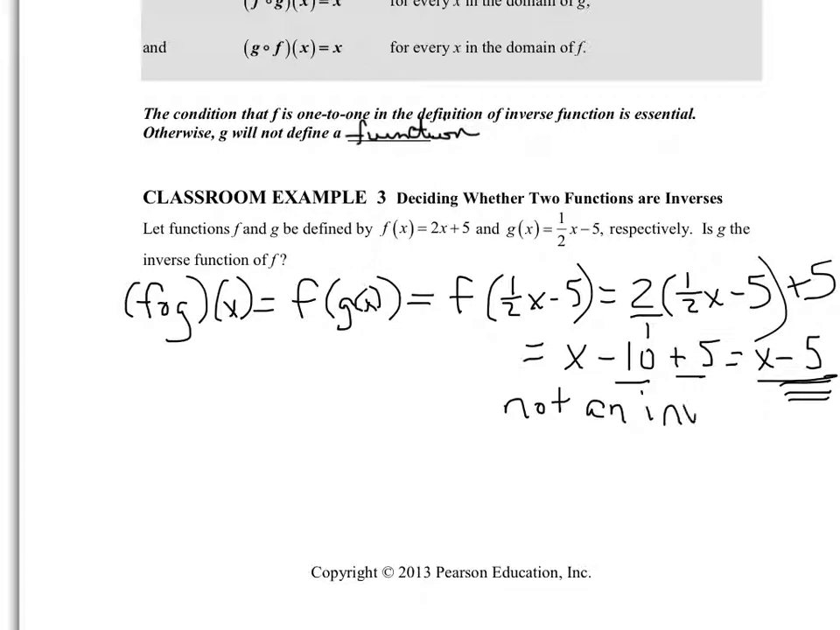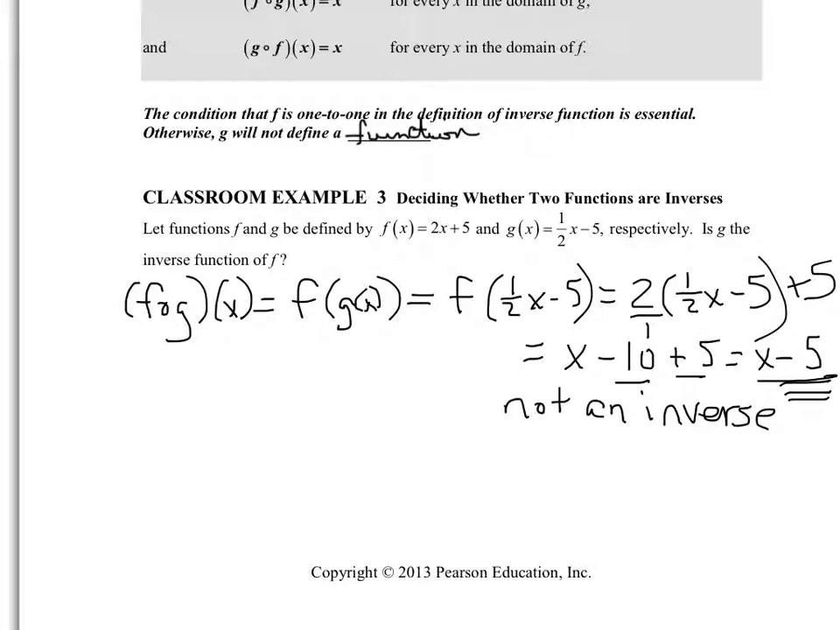These two functions are not inverses of each other, because when I did the composition, I did not get back the value of x. If that happens going one direction, there isn't even a reason why you would need to check it plugging in the other way. It doesn't matter if it works one way, it's got to work both ways.